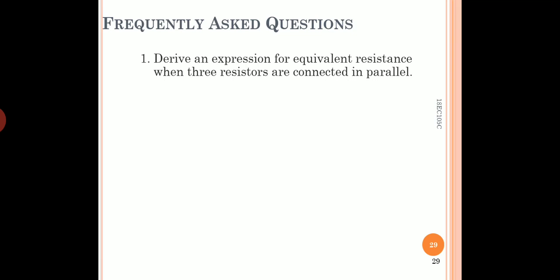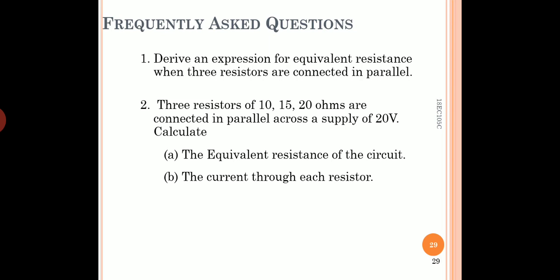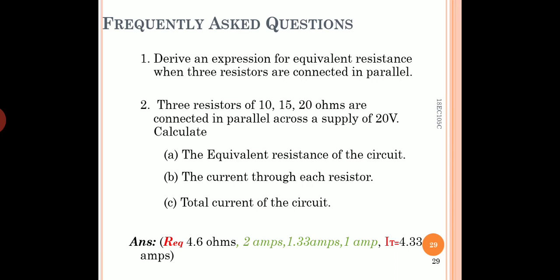Now let us see some frequently asked questions on the topics we have just now covered. Derive an expression for equivalent resistance when 3 resistors are connected in parallel. Then, 3 resistors of 10 ohm, 15 ohm and 20 ohms are connected in parallel across a power supply of 220 volts. Calculate the equivalent resistance of the circuit, then the current through each resistor, then the total current of the circuit. I think that should be easy, and here I am giving you the answers for a quick confirmation.